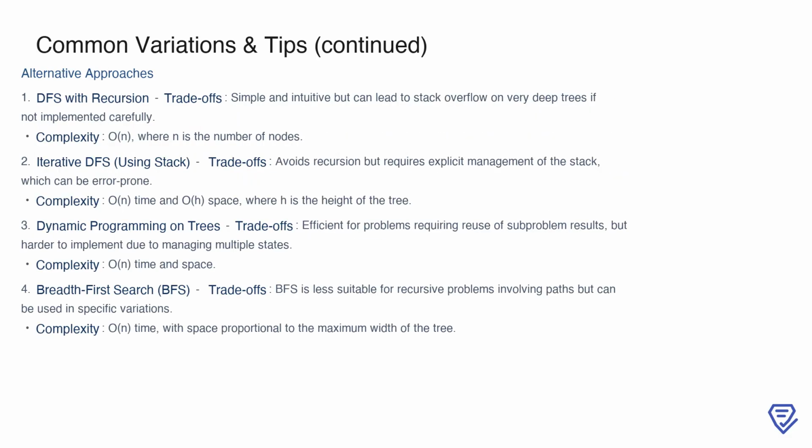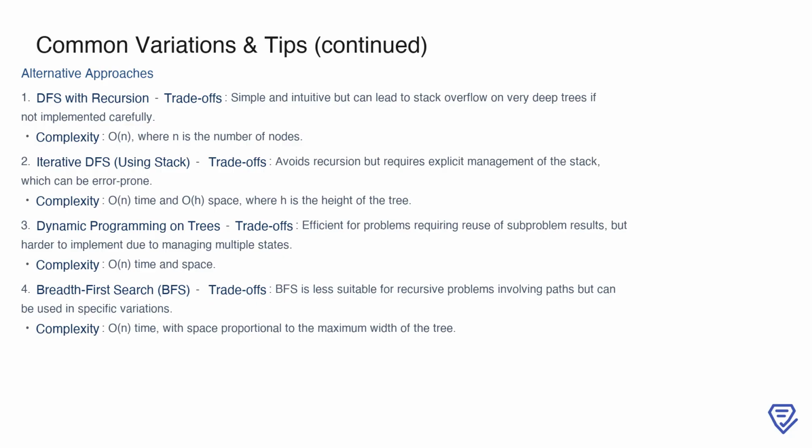There are several alternative approaches you can use to solve tree problems like the longest Univalue path. A common method is depth-first search with recursion, which is intuitive and straightforward to implement. However, this approach can run into stack overflow issues with very deep trees unless handled carefully.